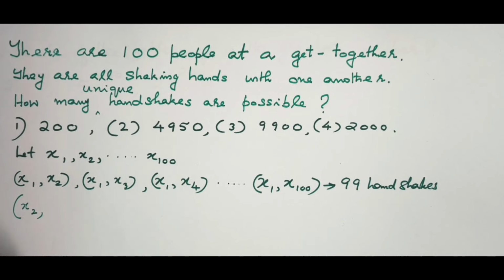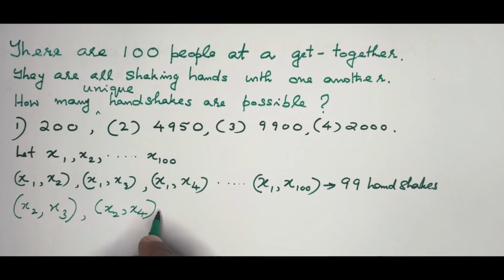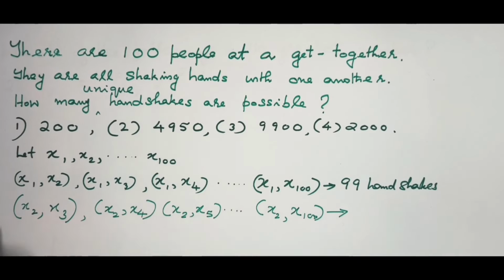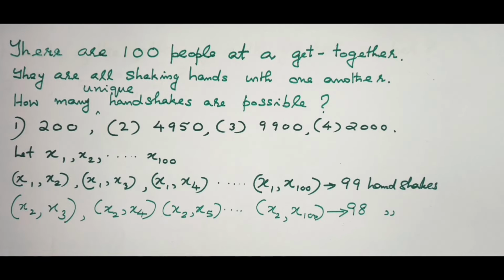Now look at the handshakes made by the second person, that is x2. See, x2 will be shaking hands with x1, which we have already considered. So while listing out the number of handshakes made by x2, we will not consider this one, x2, x1. We will straight away begin with x2, x3, x2, x4. Can you see that? The third handshake will be x2, x5 and goes all the way up to x2, x100. And this will give you how many handshakes? 98 handshakes.